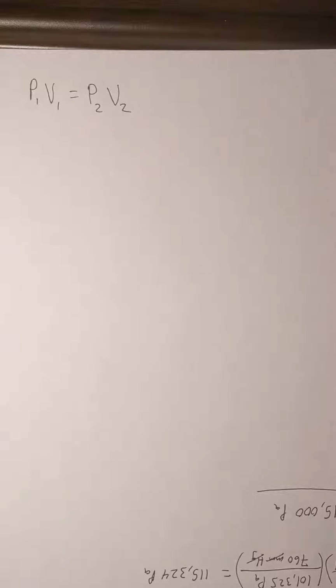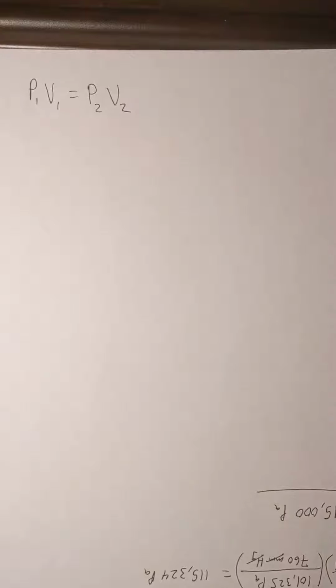In this example, we're going to be looking at a problem involving Boyle's Law. We have a confined gas in a container with a volume of 3.43 liters and a pressure of 2.65 atmospheres. And we want to know what's the pressure of the gas if we move it to a container with a volume of 1.25 liters.